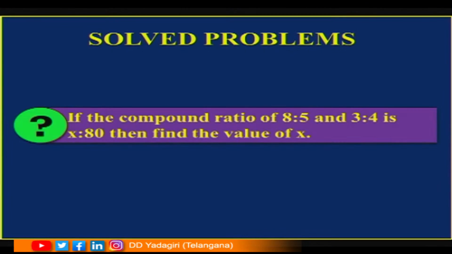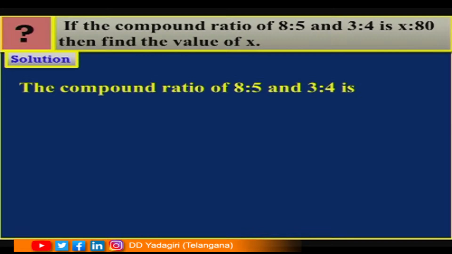Now, let us solve some problems to understand these concepts in a much better way. Let us start with our first problem. If the compound ratio of 8:5 and 3:4 is x:80, then find the value of x. Let us start with the solution. Given the compound ratio of 8:5 and 3:4 is x:80.